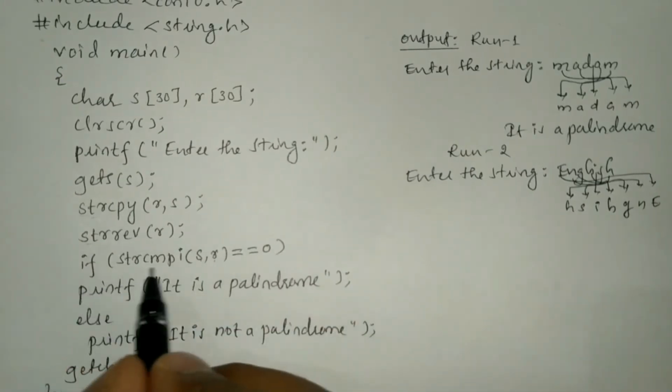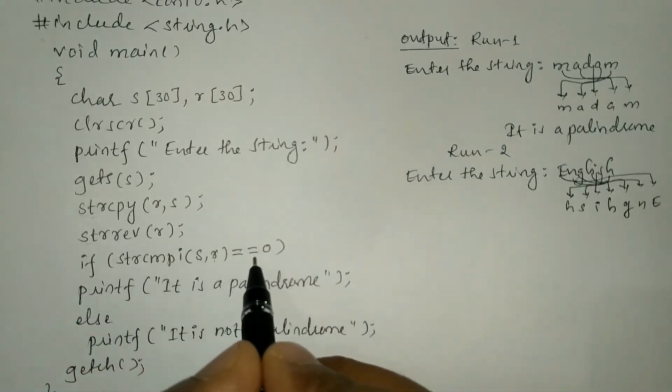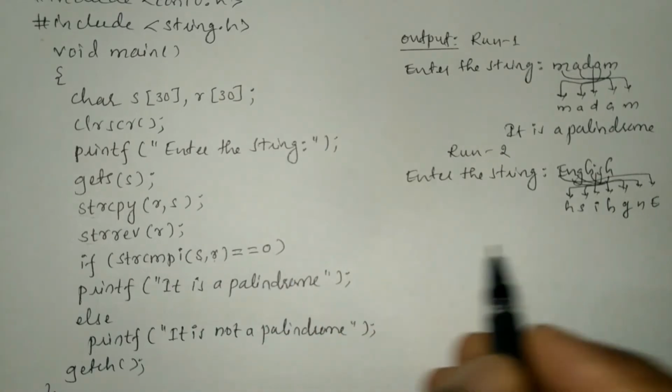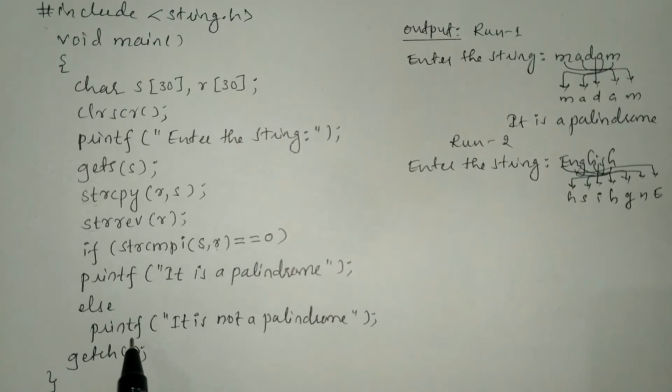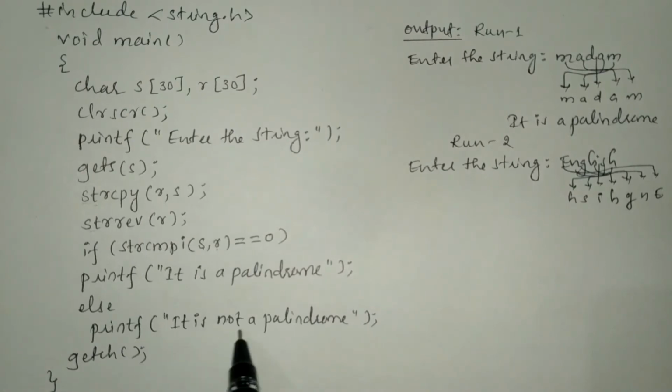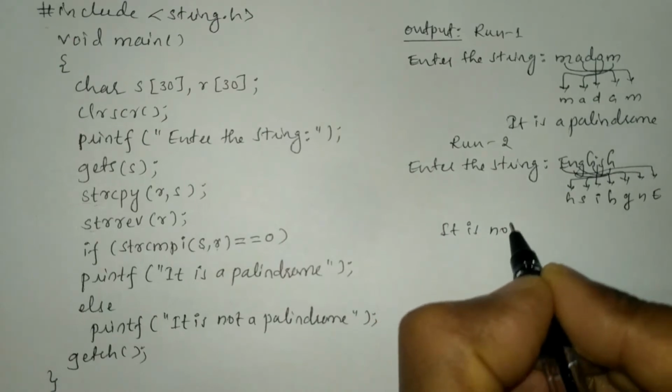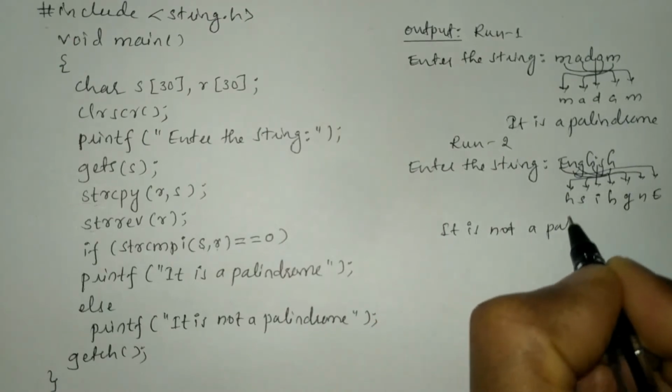So here strcmpi s comma r is not equal to 0, meaning both of these two are not equal, hence the else part will get executed. What is it going to print? It is not a palindrome. Here it is going to print it is not a palindrome.